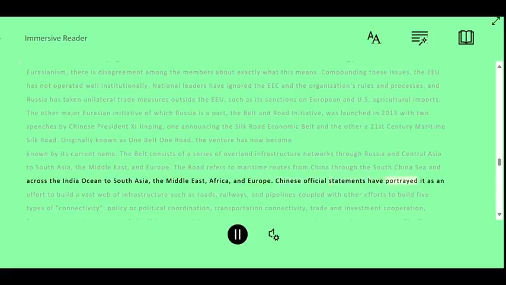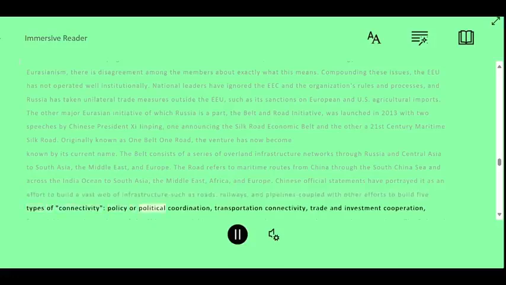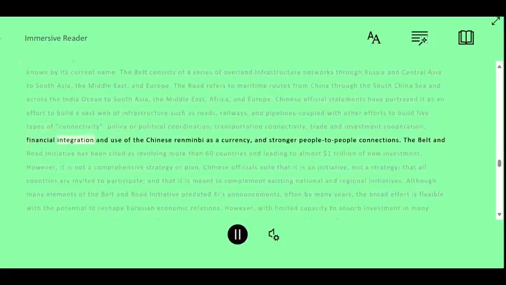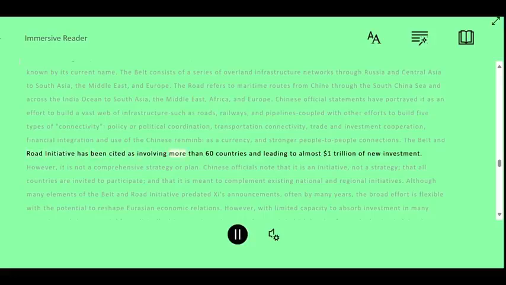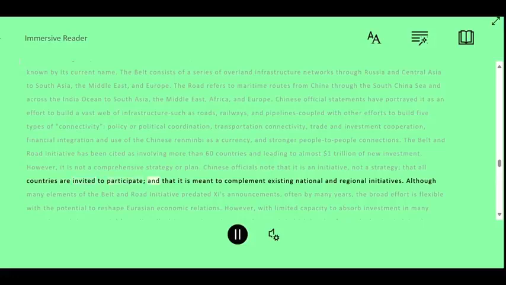Chinese official statements have portrayed it as an effort to build a vast web of infrastructure such as roads, railways, and pipelines coupled with other efforts to build 5 types of connectivity: policy or political coordination, transportation connectivity, trade and investment cooperation, financial integration and use of the Chinese renminbi as a currency, and stronger people-to-people connections. The Belt and Road Initiative has been cited as involving more than 60 countries and leading to almost $1 trillion of new investment. However, it is not a comprehensive strategy or plan. Chinese officials note that it is an initiative, not a strategy, that all countries are invited to participate, and that it is meant to complement existing national and regional initiatives.